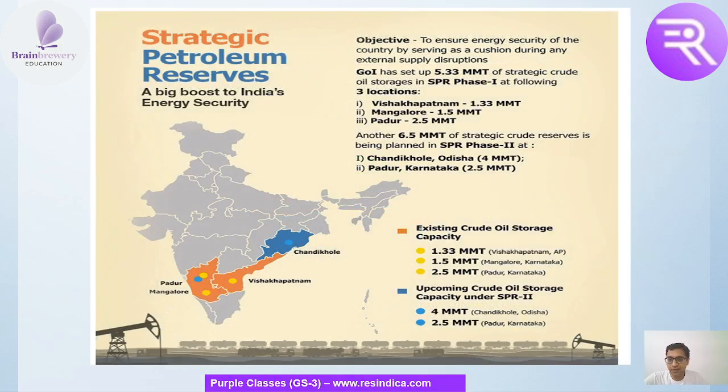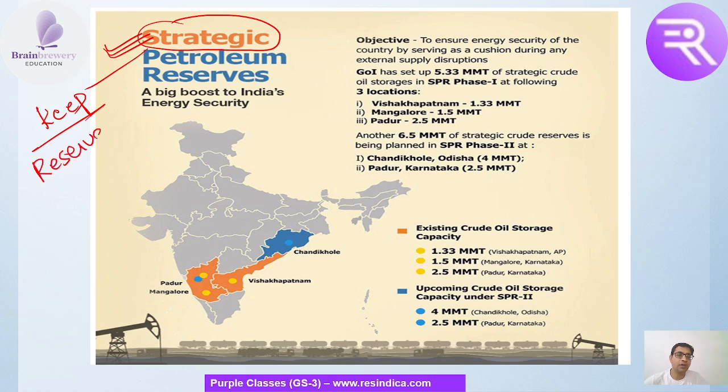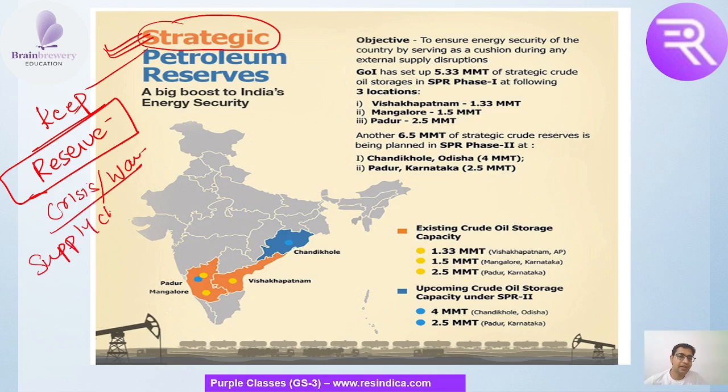Now this is again a very important pictorial graph that I wanted to show. We have strategic petroleum reserves in our country. This is called strategic because we want to keep some oil as reserve, so that if any crisis happens, if any war happens, or if there is any supply chain disruption, then we can utilize these reserves for our benefit.